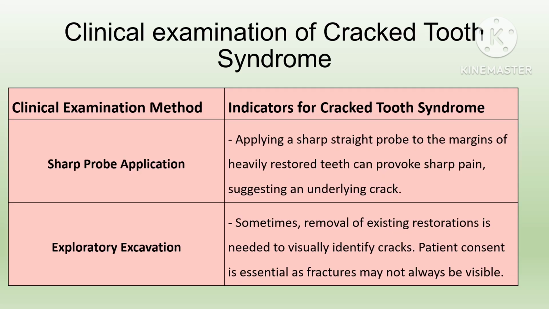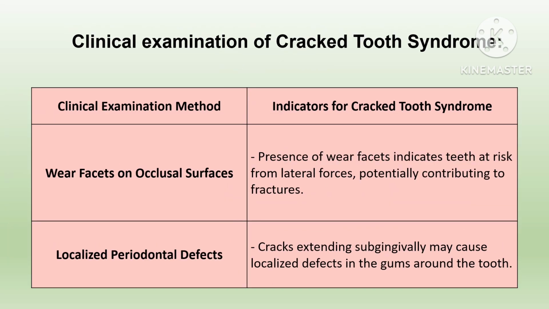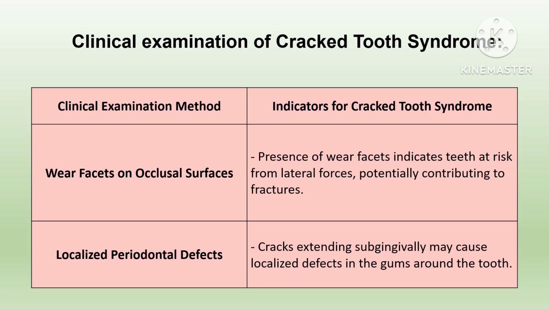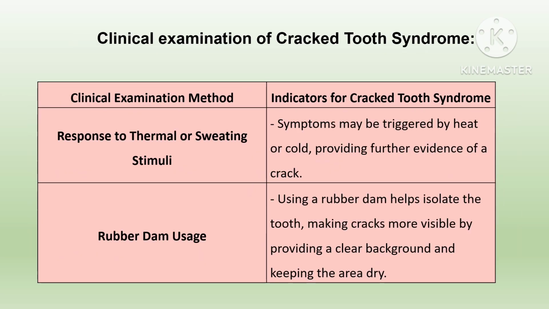So let's discuss the clinical examination of cracked tooth syndrome. It can be examined by using a sharp probe. Applying a sharp straight probe to the margins of heavily restored teeth can provoke sharp pain, suggesting an underlying crack. A tooth may present with wear facets, which indicate the teeth at risk from lateral forces and potentially contributing to fracture. Heat or cold tests may be done for further evidence of a crack.